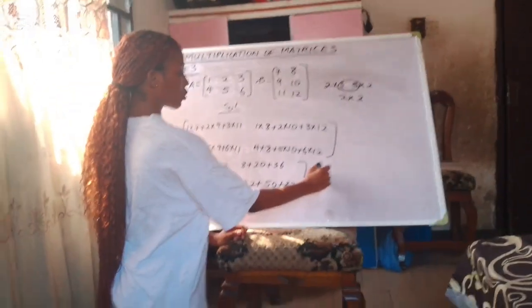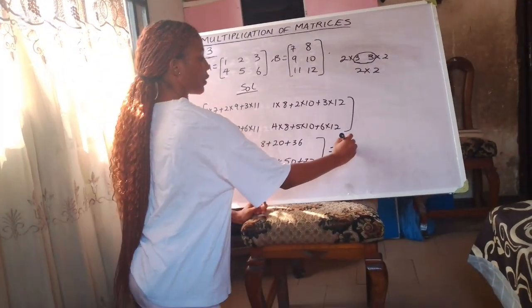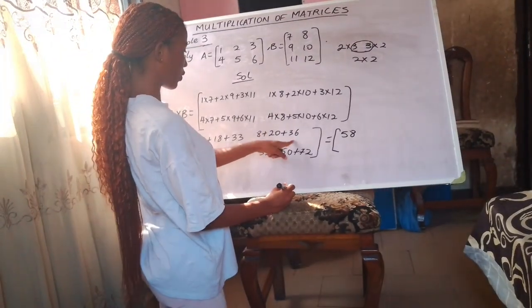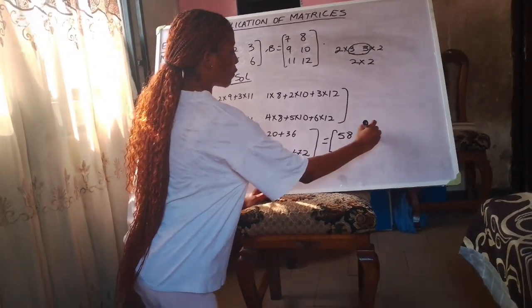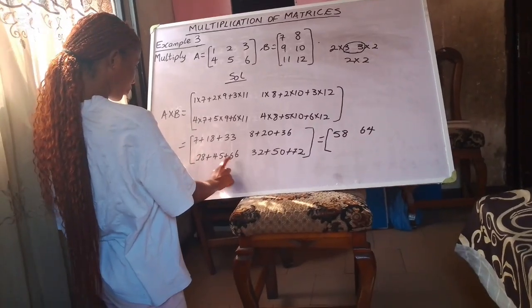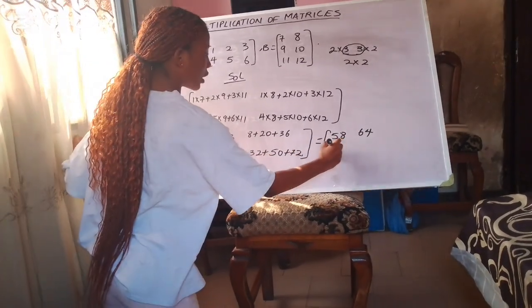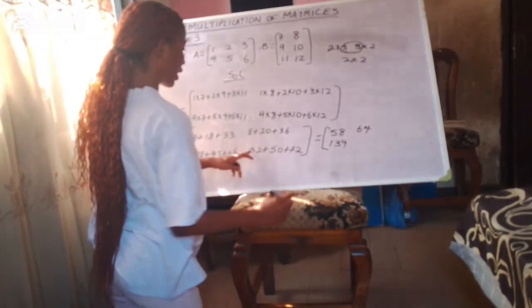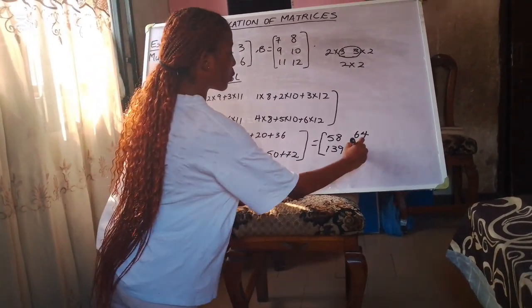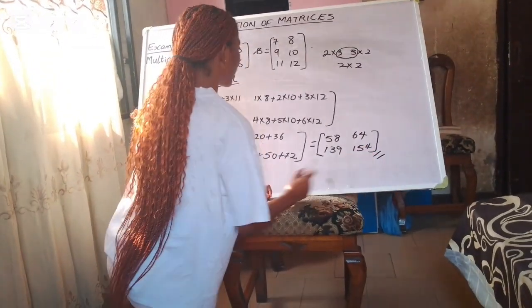So this place here will give us 58. Here, adding these together, 64. Here will give us 139. While here will be 154. So this is our final answer.